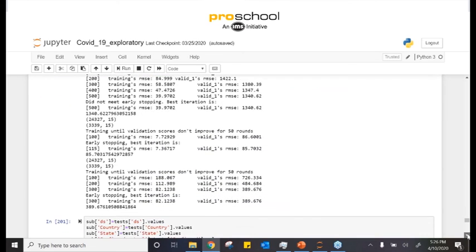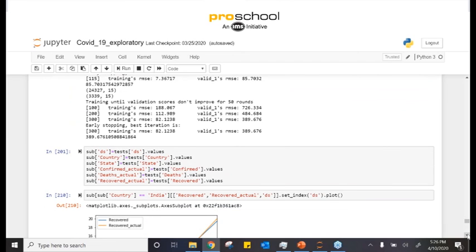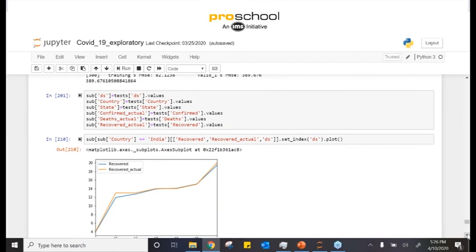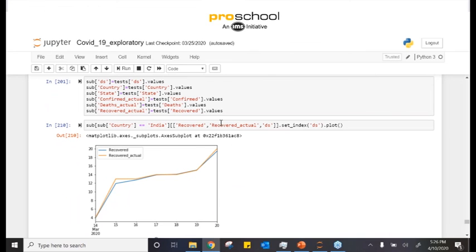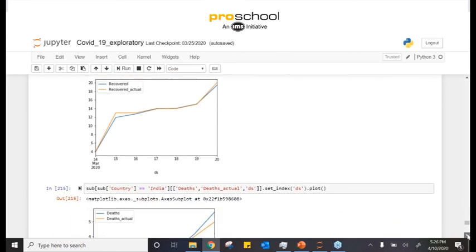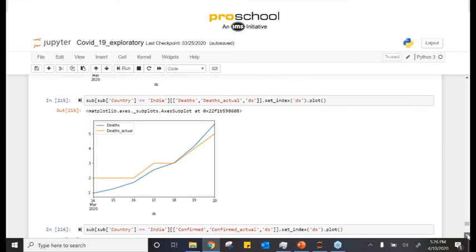After that, I've just taken India and looked at the recovery plot. You can see that for the remaining period from 14th March to 20th March, which is the test data set, my prediction is not so bad. Recovery actual and recovered data almost match here. Death cases are also not so bad. Confirmed cases are a little off, but still it's taking a spike.